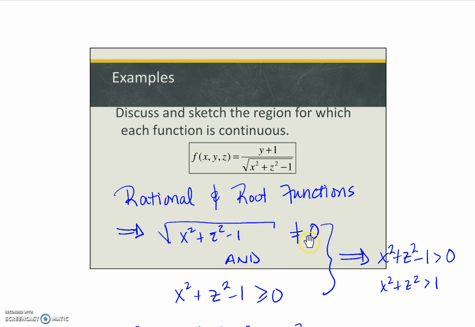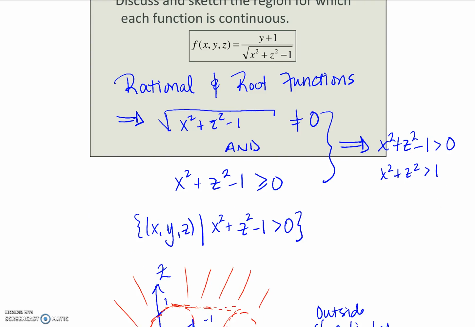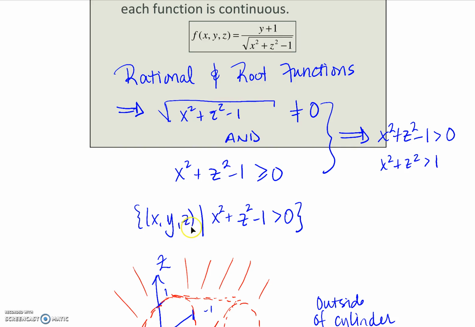Well, if I take both of those into consideration, we see, okay, well, my x squared plus z squared minus 1 can't be 0 because it's in the denominator. So I have to combine those two pieces of information and come to the realization that x squared plus z squared minus 1 must be greater than 0. Okay, so that is my domain for this particular function. So I would say the set of all x, y, and z in R3 such that x squared plus z squared minus 1 is greater than 0.